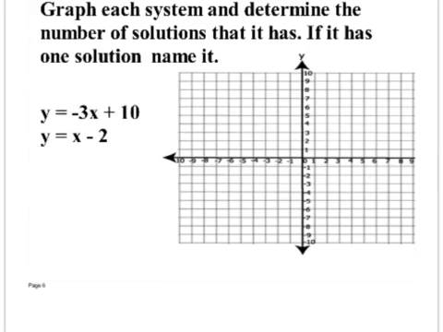Yeah. All right. Write this down. This is the other type of question you're going to see. It says graph each system and determine the number of solutions it has. If it has one solution, you're supposed to name it. That means name the point where they cross. So first thing we do is graph this. So y equals negative 3x plus 10. My y-intercept is going to be at 10. My slope is negative 3, so I go down 3 over 1.